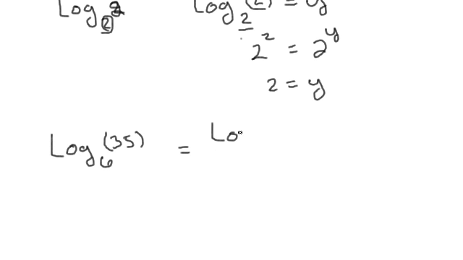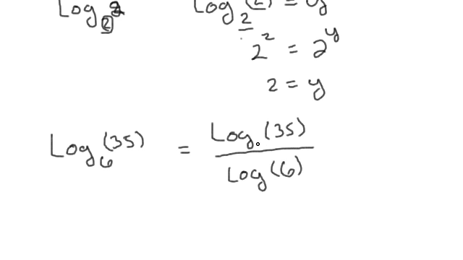And how would we evaluate this in a calculator? Well, the way we would do this is we would just break this up: log of 35 over log of 6. Okay? So as you can see, this is log base 10 of 6. When we don't write anything here, remember it has base 10. Okay? So we could actually type this into the calculator now and actually get a number.